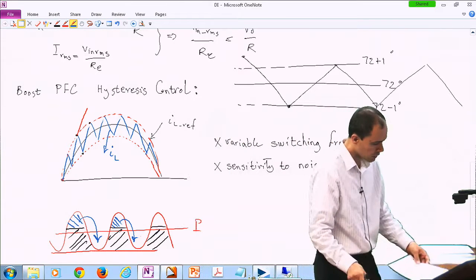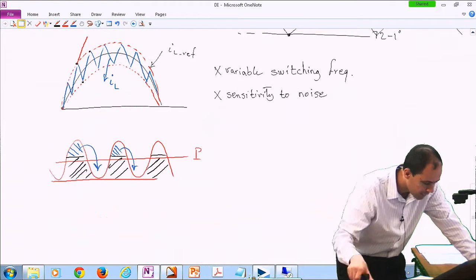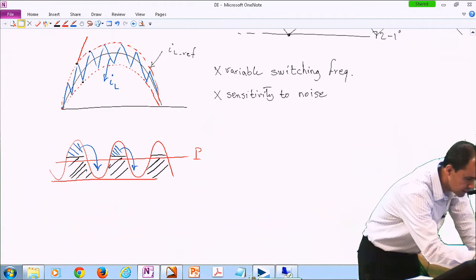Okay, so let's talk about some background information. Why is it that we are interested in soft switching?